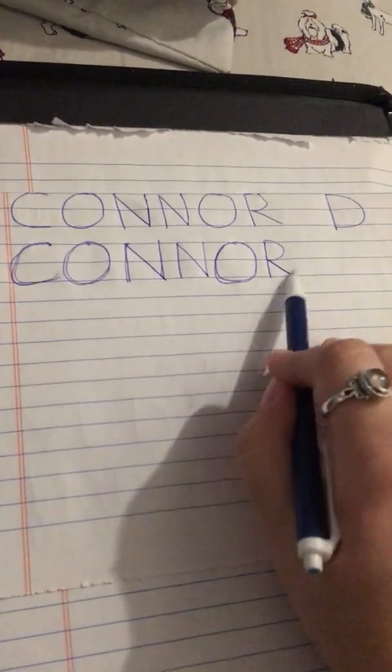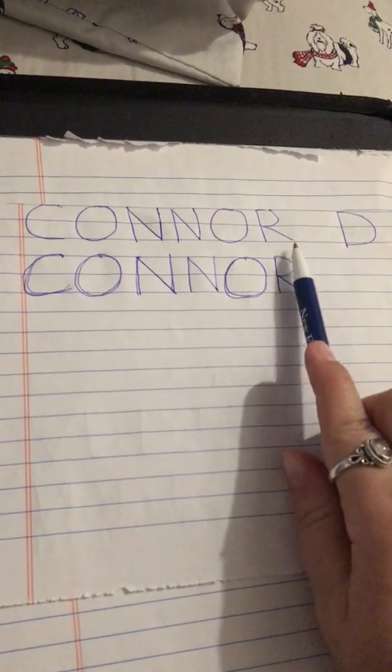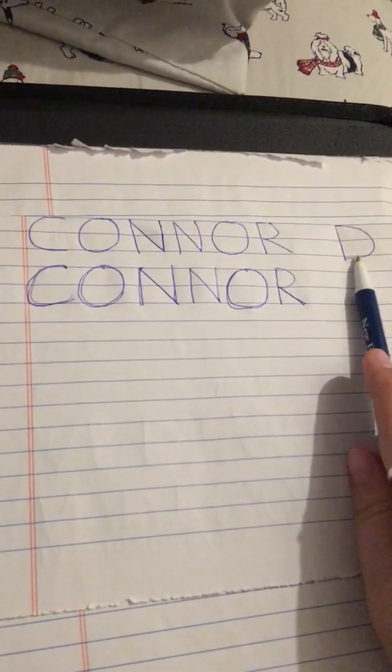So now we wrote Connor, C-O-N-N-O-R, but this is for our friend Connor D. So now to make the D for his last name, we're going to leave a space because the D is not on the name Connor. The D is over here, a little bit more to the right.